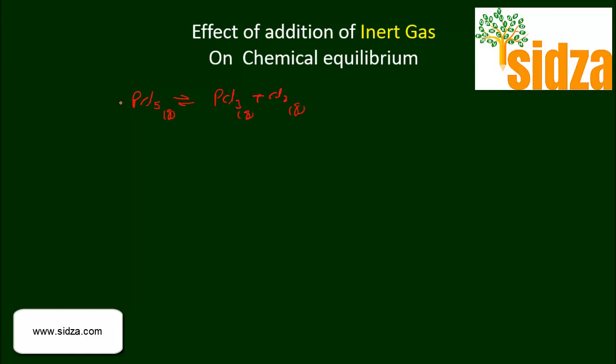Now what is going to happen if you add something which doesn't react with the PCl5, PCl3 or Cl2? That means the substance that we add is an inert, correct? So adding any inert gas in a reversible system, how will this equilibrium react? If you add an inert gas, a gas which doesn't react with any of the reactant or product molecules, then two cases may arise.